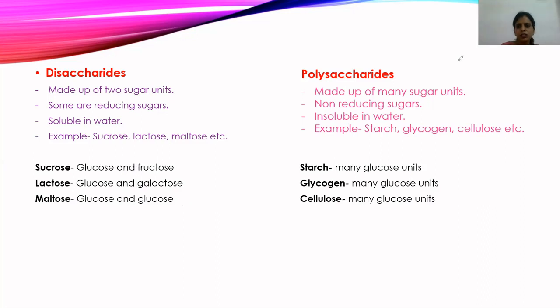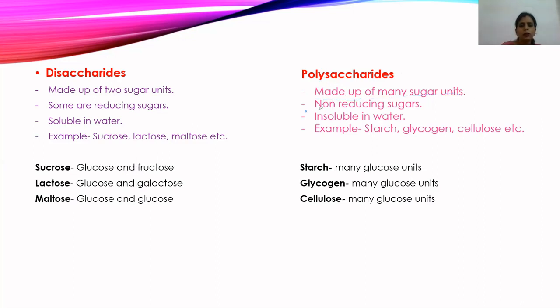Then the third and final type of carbohydrate is polysaccharide. The meaning of the word poly is many, and saccharide means sugar units. Actually, you cannot count these sugar units. So polysaccharides are made up of many sugar units. That's the reason they are known as polysaccharides.